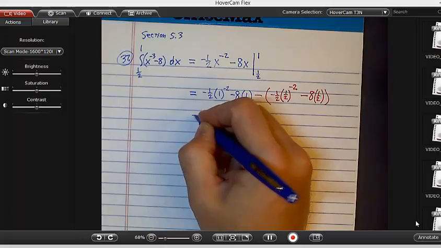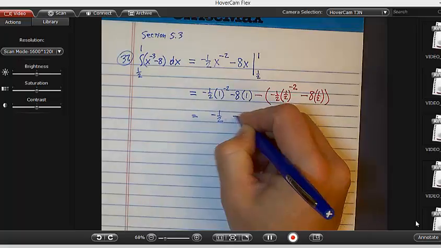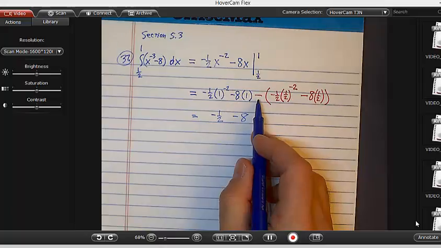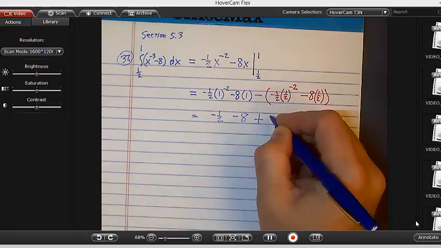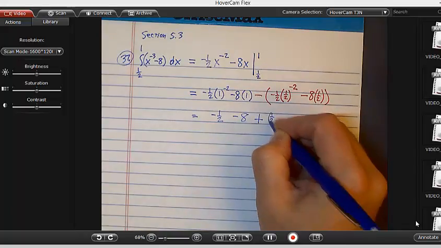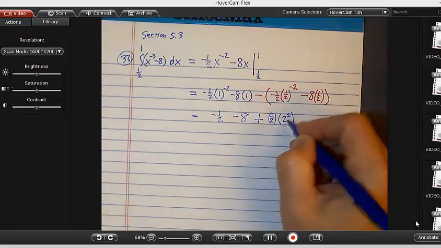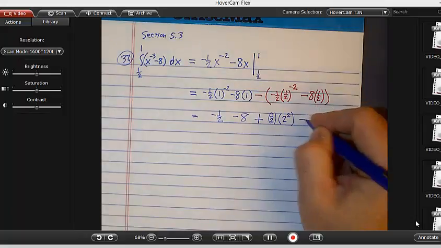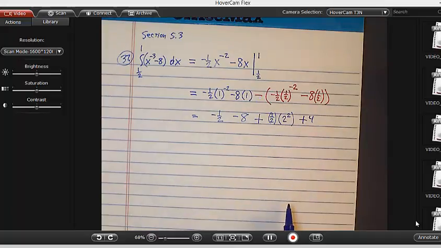So let's see. Here I get, well, 1 to anything is just 1. So this is negative 1/2 minus 8. And then I had a couple of negatives here, but I'm subtracting it, so it's going to become positive. So I get plus 1/2 times, and this I can think of as 2 squared, right? If it's 1/2 to the negative exponent, I can make it a positive exponent and just take the reciprocal. And then this is 4, of course. But it's going to become plus 4, because again, minus, minus.